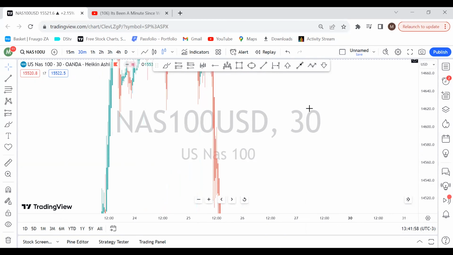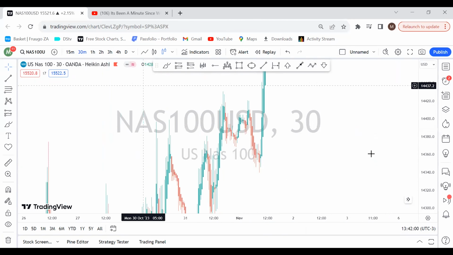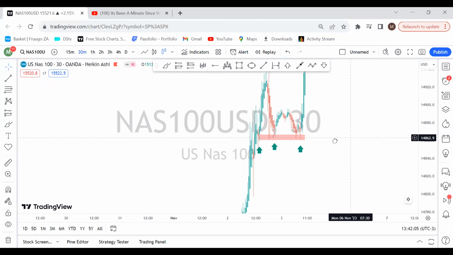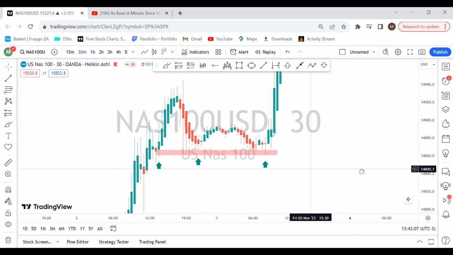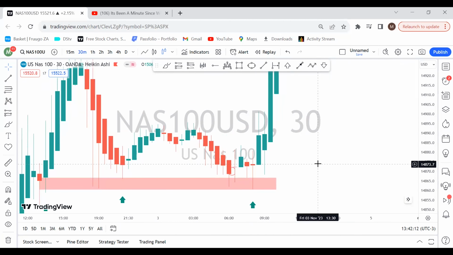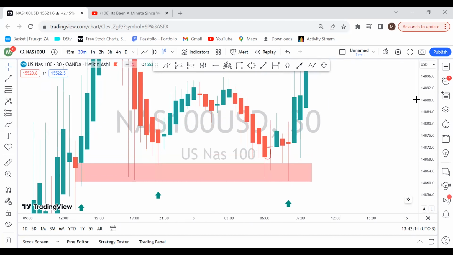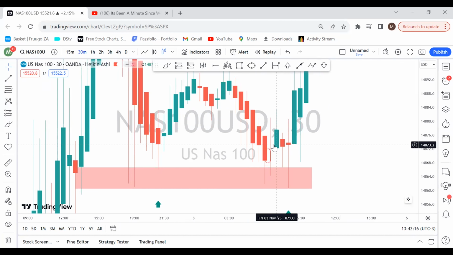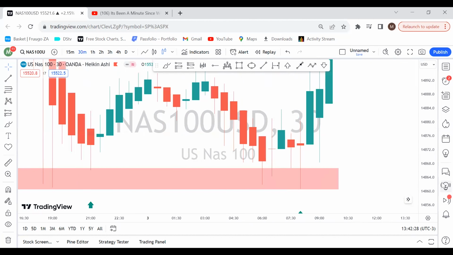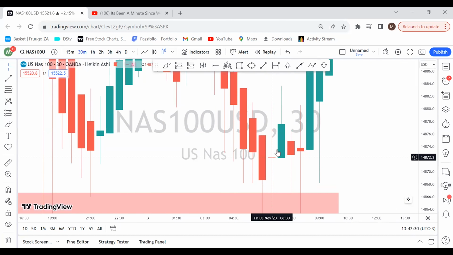Hold on. Where are we? Okay, we're right here. So we'll just scale up to the 30-minute time frame, and you can see that in the 30-minute time frame, it tells us a different story. Instead of 2 bullish candlesticks, we have 1 bullish candlestick. You see it now, right after this nice reversal.